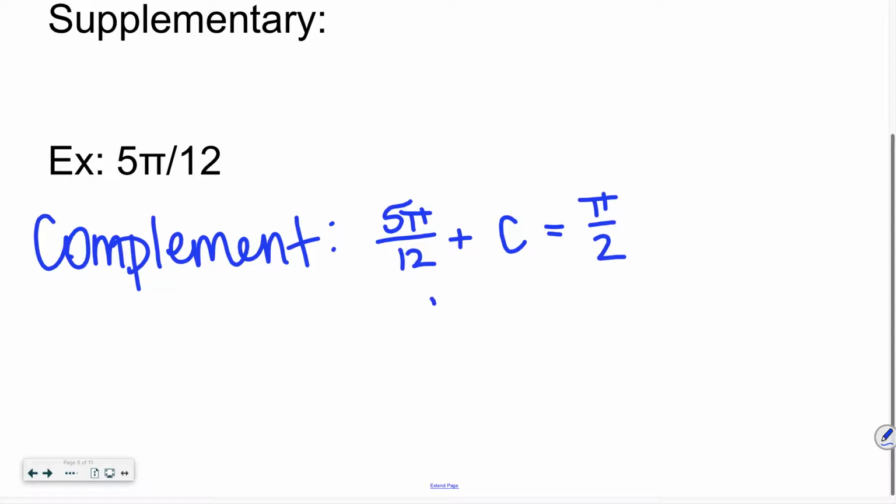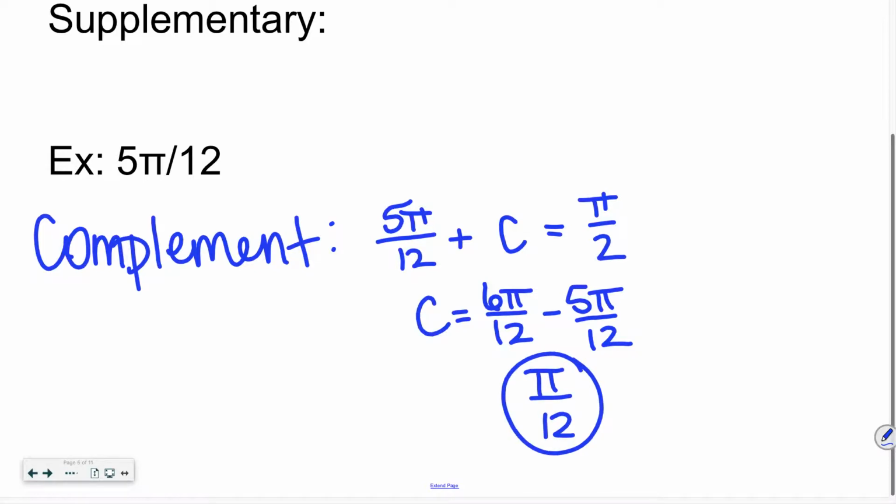Okay. Now, we can't really add or subtract unless we have common denominators, so I would suggest thinking of pi over 2 as 6 pi over 12, so that we get pi over 12. Okay, let's make common denominators. Common denominators will be your best friend with radians in this unit.